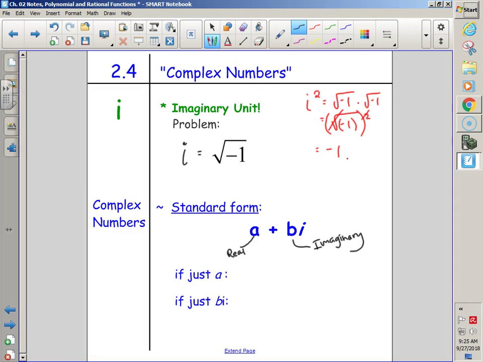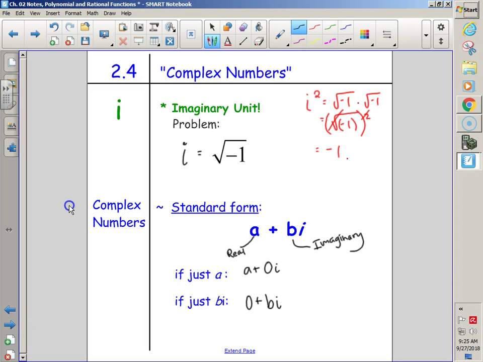If you just have an a, we could call it a plus 0i. So actually, any real number can be written as a complex number. 4 is 4 plus 0i. Pi is pi plus 0i. Square root of 2 is square root of 2 plus 0i. All real numbers can be written like complex, just the imaginary part is a 0. And all imaginary numbers can be written as a complex because it would just be 0 plus bi.